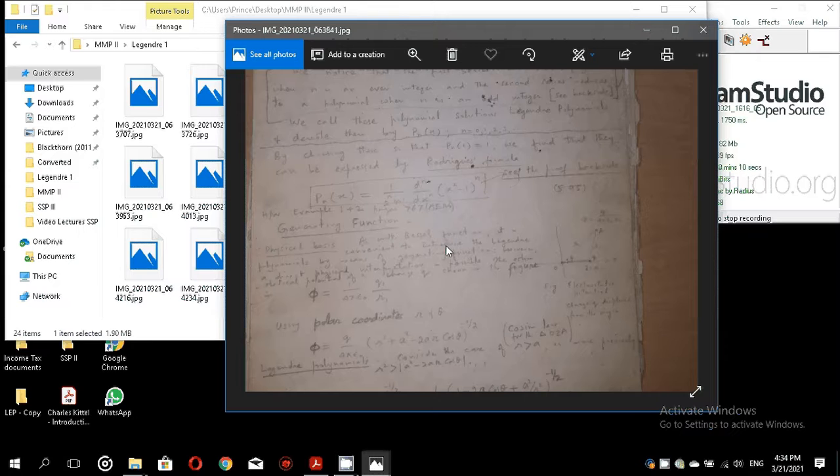And here we are now going to derive the Rodrigues formula, which is this one: Pnx is equal to 1 over 2 power n factorial, nth derivative of x square minus 1 power n. You can see the proof of this derivation from the pages of my notes.